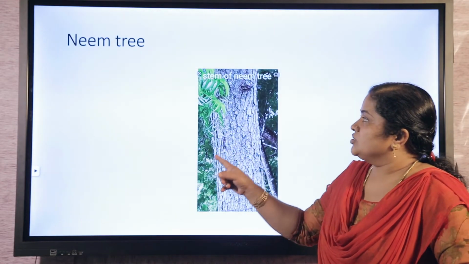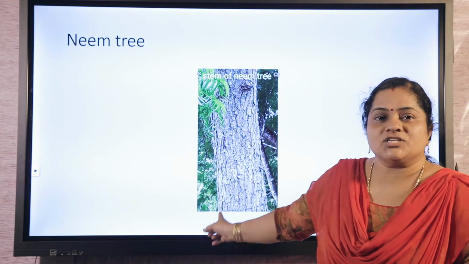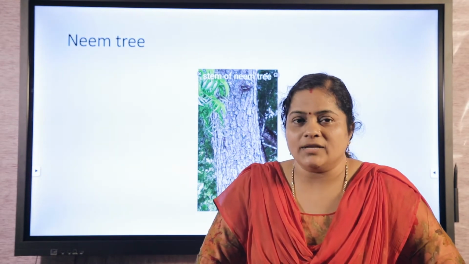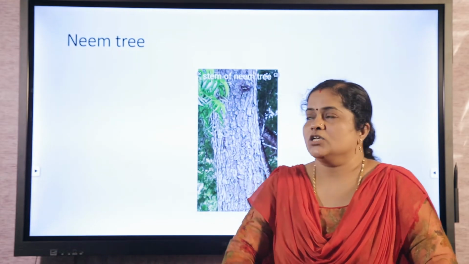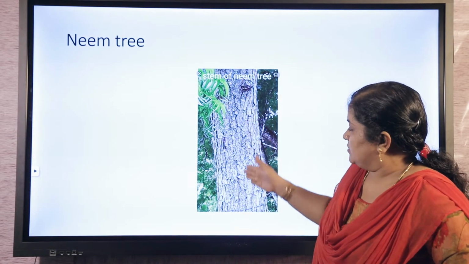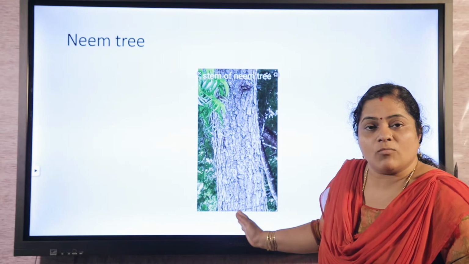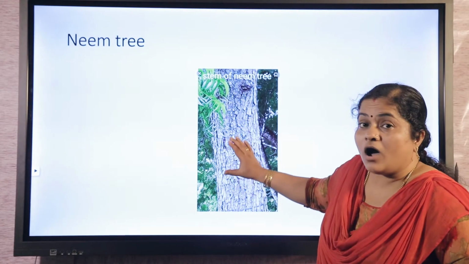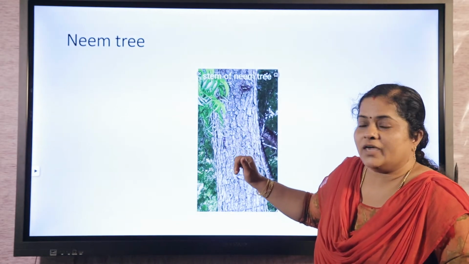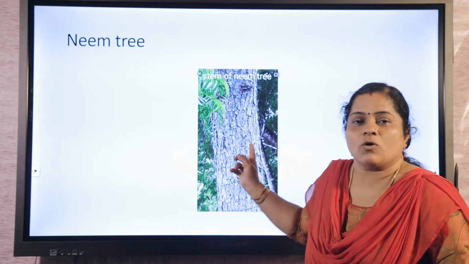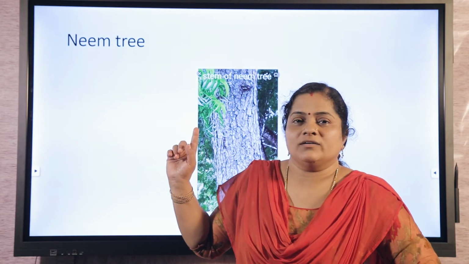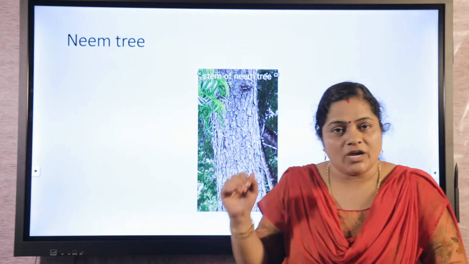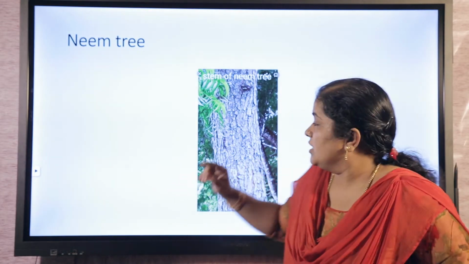So next one, stem. This is the stem of neem tree. Stem is the next important part of the plant. Observe the picture of the stem of the neem tree. The stem is hard and woody. This type of stem is called tree trunk. So the stem of the neem tree, that is very hard and woody, is called tree trunk.